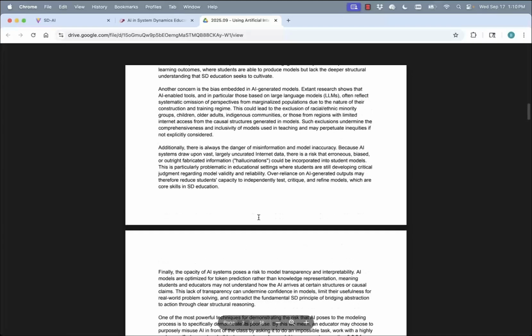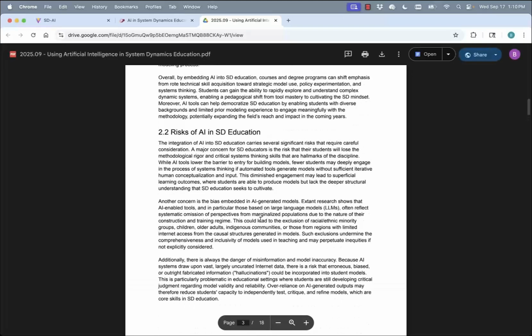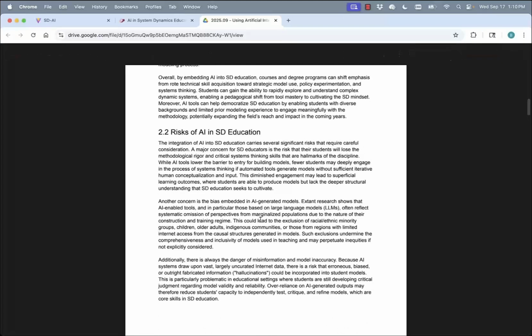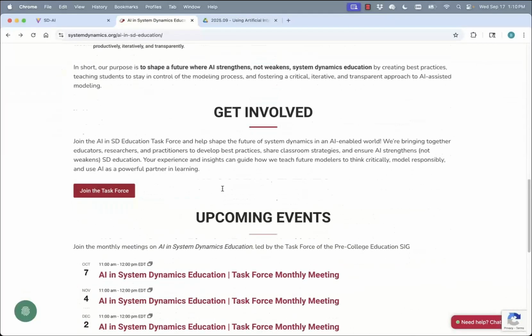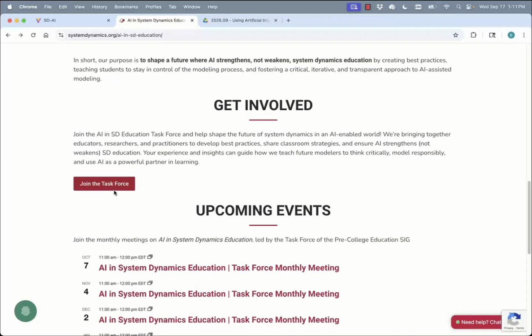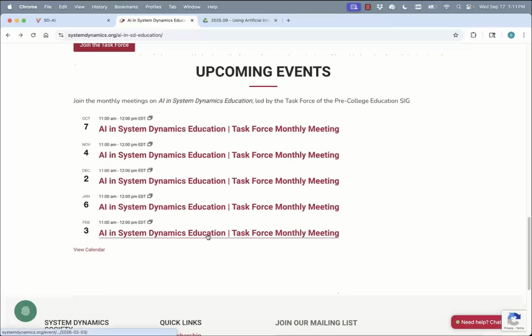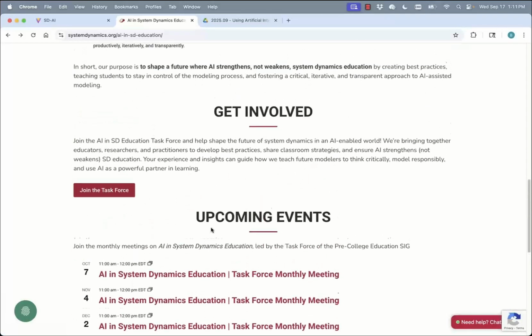So you can see that we've been thinking about this. Is this the only set of risks? Probably not, but I hope that it covers the big ones. And boy, would I be glad to interact with more of you inside of this task force. Go ahead, join, get involved, come to our monthly meetings, and let's continue this discussion and conversation.